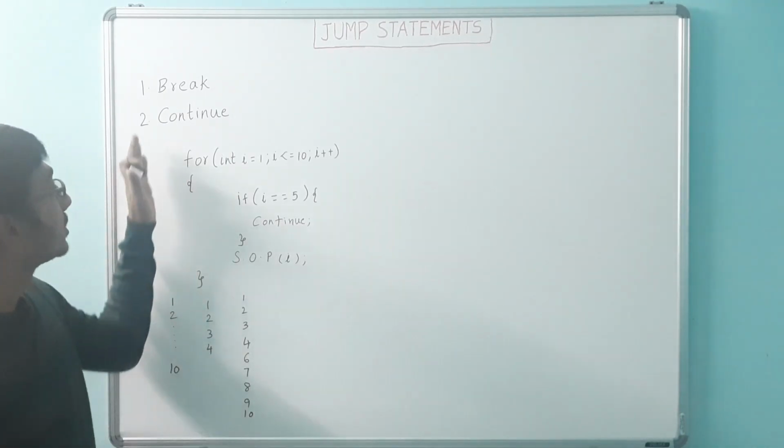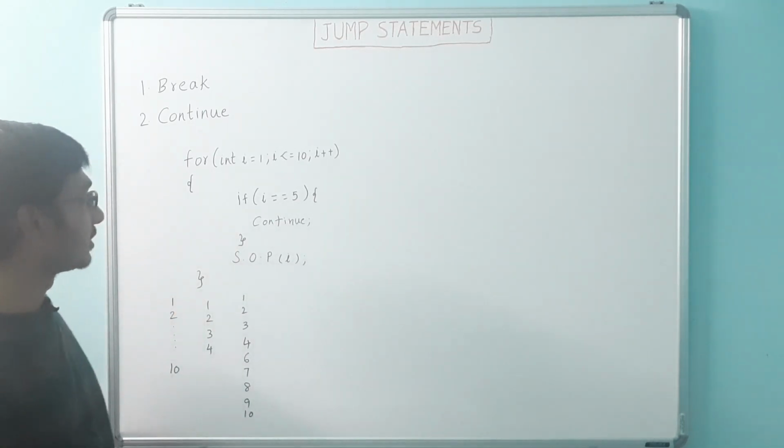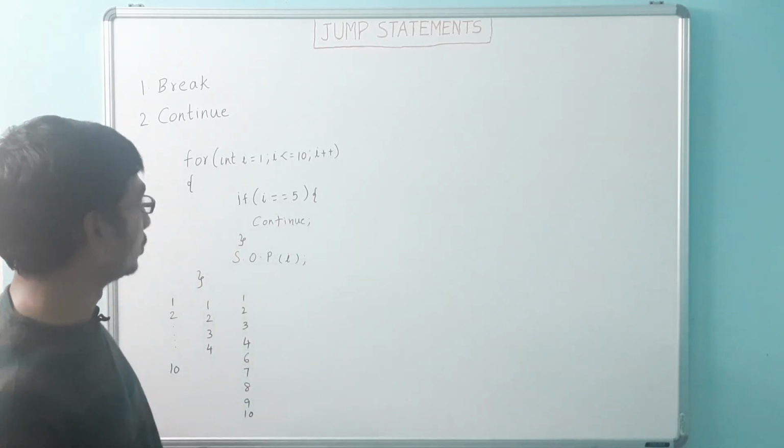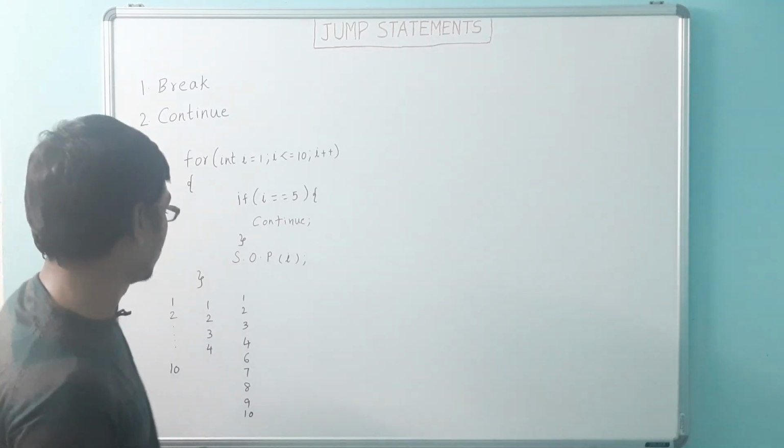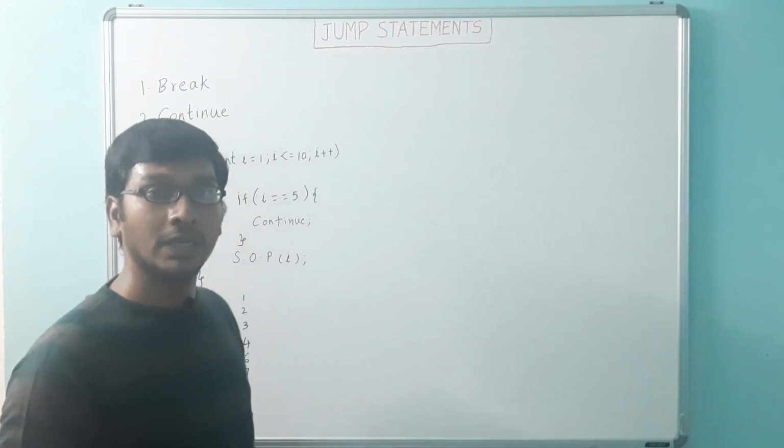And these statements, break and continue, can be used in do while loop and while loop as well. Not only in for loop, they can be used in do while loop and while loop as well. Now that we have a fair understanding of these jump statements, let us understand labeled for loop.